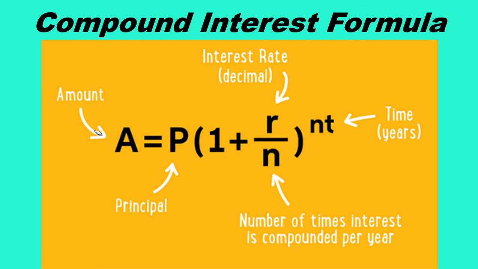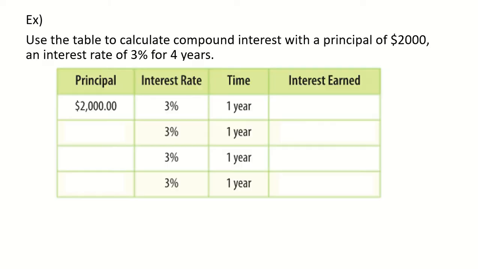A stands for amount, total amount. P stands for principal, like before. In the parentheses, 1 plus r, the rate still as a decimal, over n. This n is new. It's the number of times interest is compounded per year. That same n also goes up here as an exponent, and then t is still time. Okay, just label the parts and we'll use it.